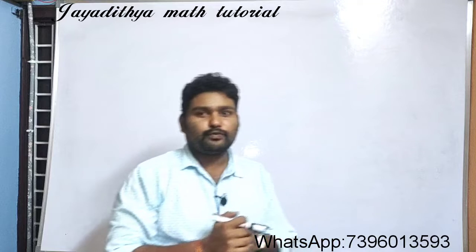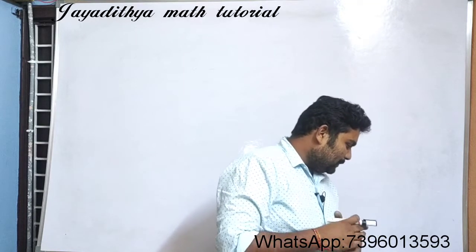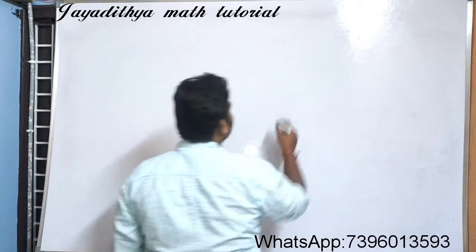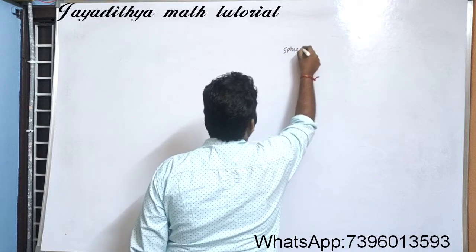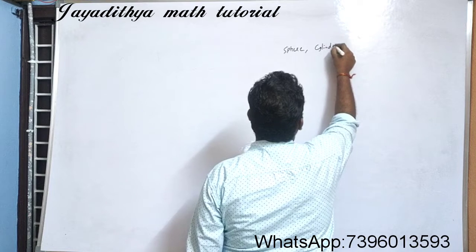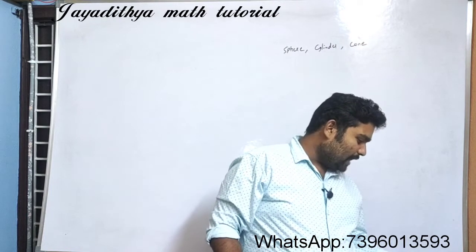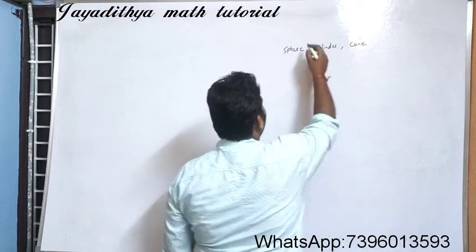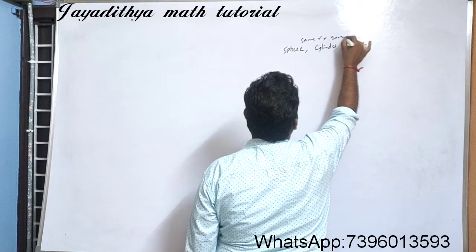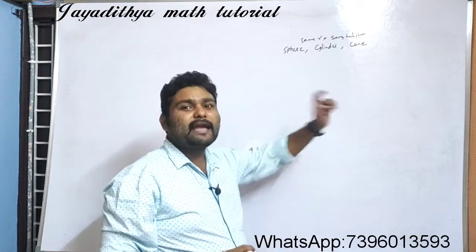Next one, this is a very important question, that is example 3: the sphere, a cylinder and a cone. Here the order is important. What has he given? Sphere, cylinder and cone are of same radius and same height. What is the condition he has given? Same radius and same height.